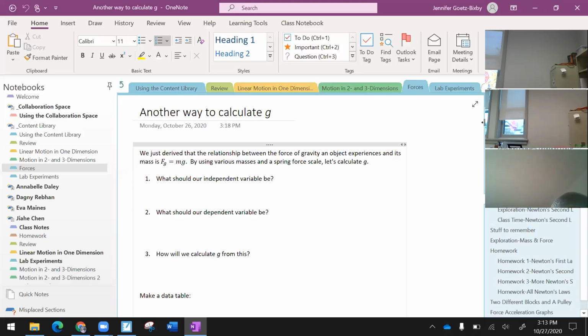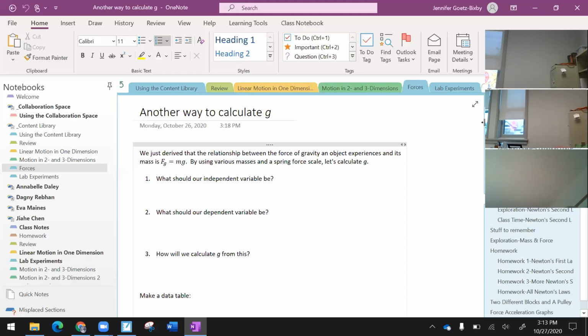Whereas if all you did was take a whole bunch of F's and divide them by a whole bunch of N's, you're going to have this wacky value that you're going to average in, and it's going to change things. So a graph is an excellent way to weight your data appropriately.